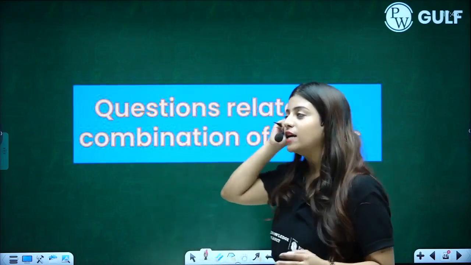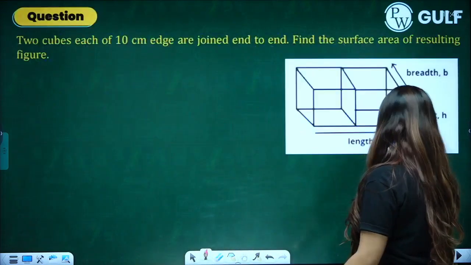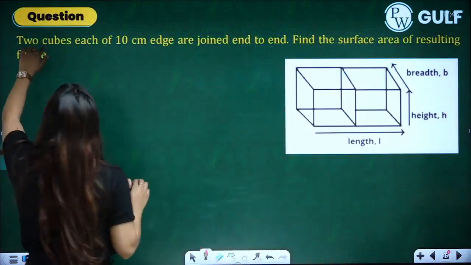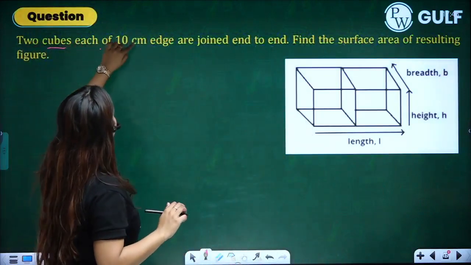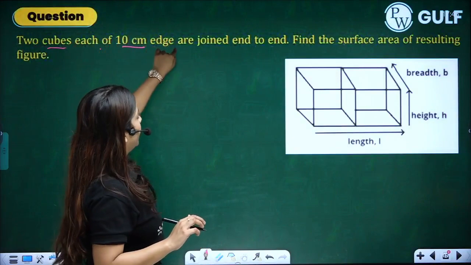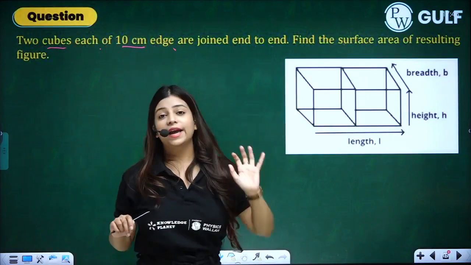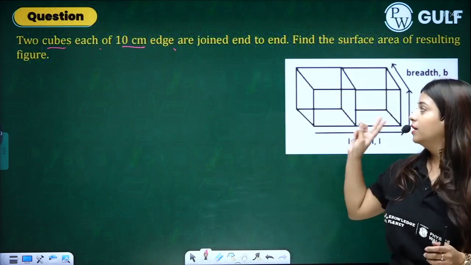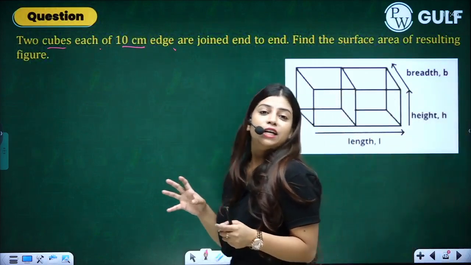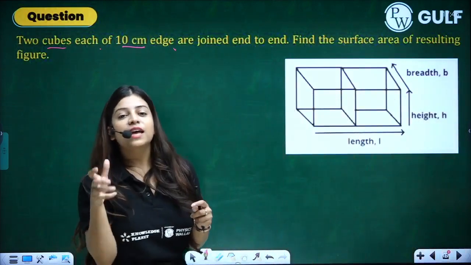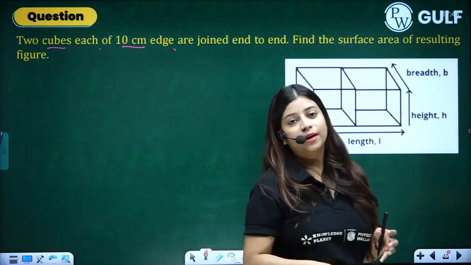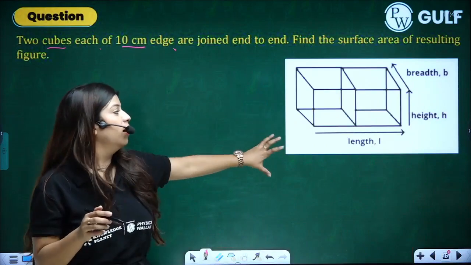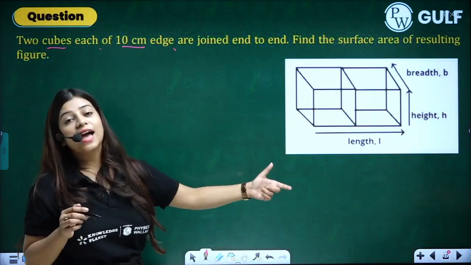Now what are such type of questions? Let's learn about them. For example, this question. It says that initially two cubes, each of 10 centimeter edge, are joined end to end. What is it saying? That there are two cubes of 10 centimeter each, and both of them are joined end to end. After the joining, as we can see in the figure, the resultant figure that we have is a cuboid.